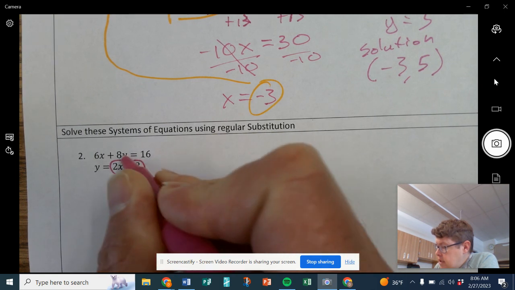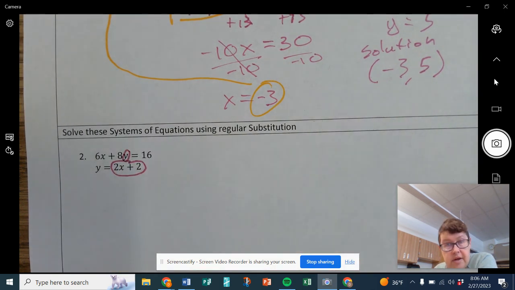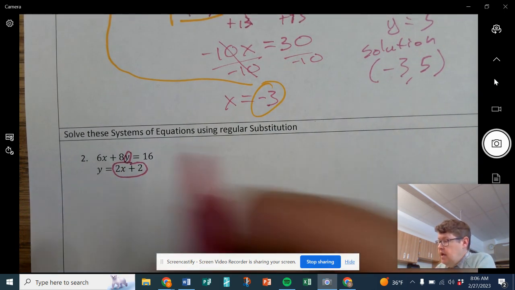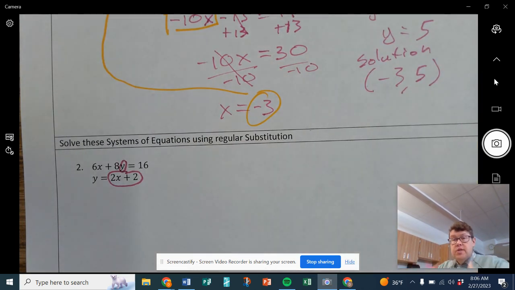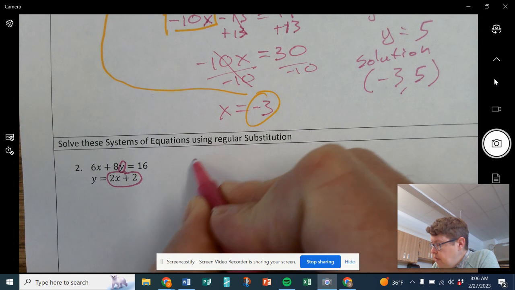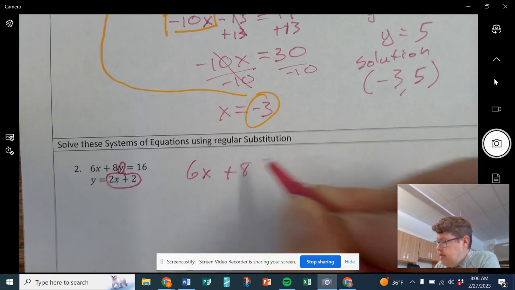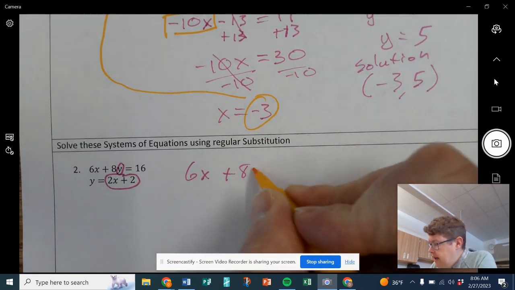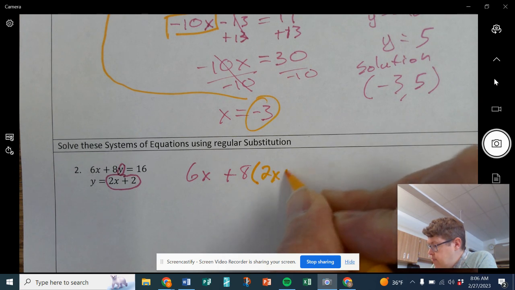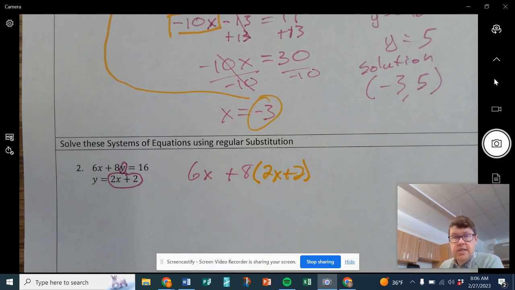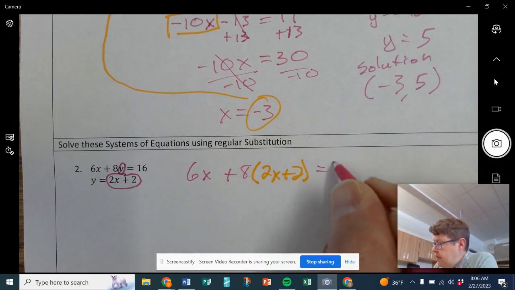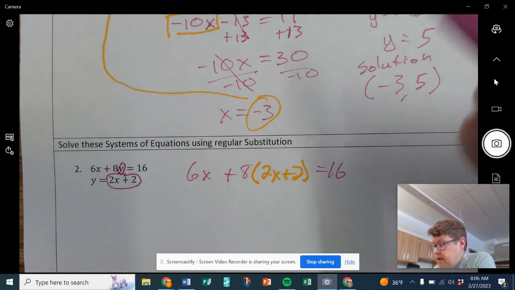You're going to take this and plug it in for that y right there. Very similar, okay? It's all the same concept. You're substituting all these numbers back into these equations to figure it out. So this becomes 6x plus 8. We get rid of that y, and we put in that 2x plus 2 in its place, and we set it equal to 16. And now we're using the steps for solving equations.